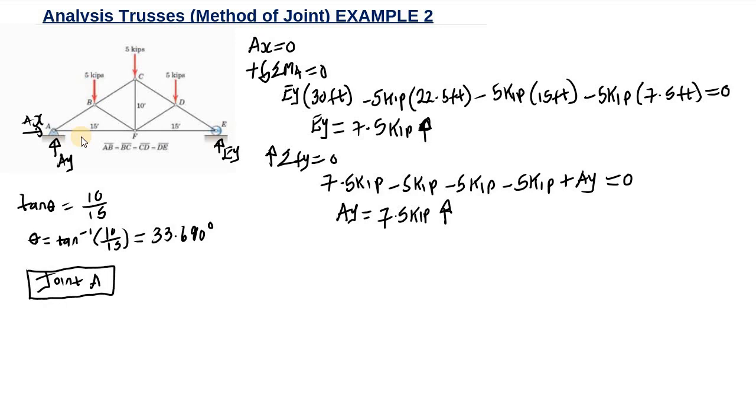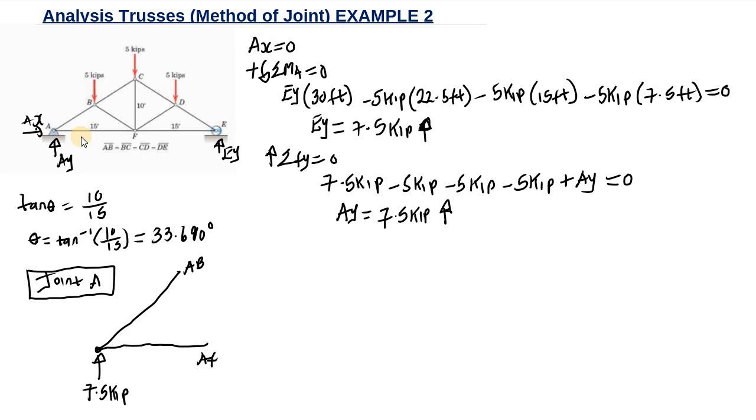Now let me draw the joint. We're having A. This is the joint. Then we're having a force AY, which is 7.5 kip, acting upward. Then we're having a member AB, like this. Then we're having another member AF, like this. Now, this is what you need to do.